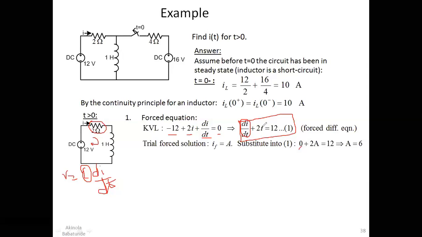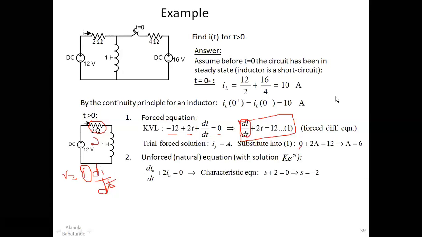Here also you put A here instead of I. So you have 2A equal to 12. That's what is left. And then you can say your A would be equal to 6. So if A is equal to 6, that is going to be the first solution that you have.